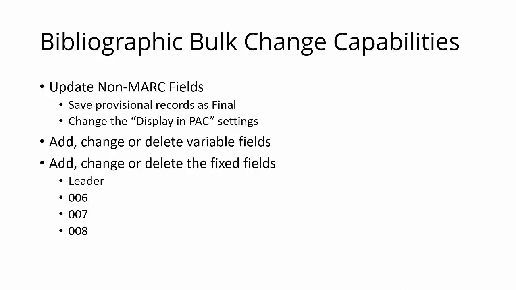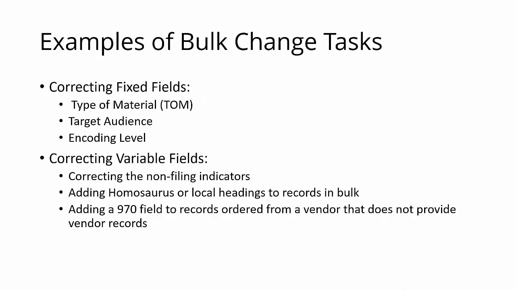Bibliographic record sets can be used to save provisional records as final, update the display and pack checkbox, correct the fixed fields, or add, change, or delete the variable fields of the MARC record. Examples of when you may want to update a fixed field would be to correct the type of material, target audience, or encoding level of the record.